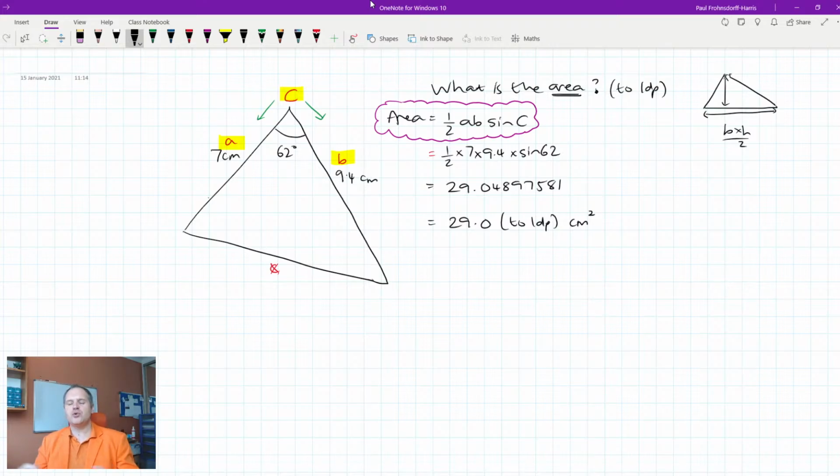Now, when we're doing questions like this, it's really important you lay out your working. I would never want to see any student who's learnt under the tutelage of Mr. Harris just writing 29.0, that's the only thing they write on the page. I would want to see the formula, I'd want to see the first line of substitution, then the full answer, and then the rounded answer.